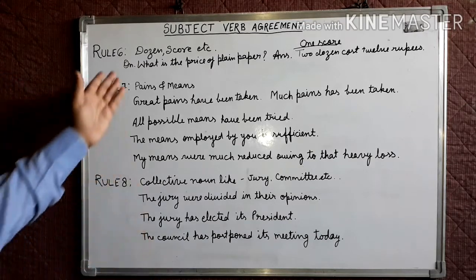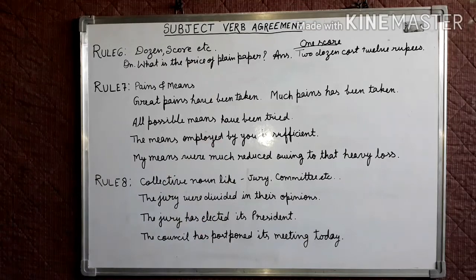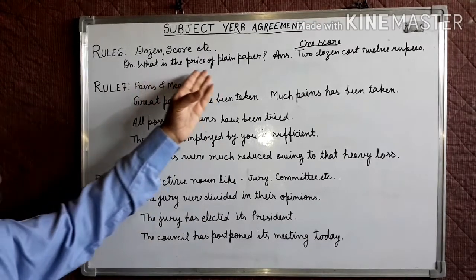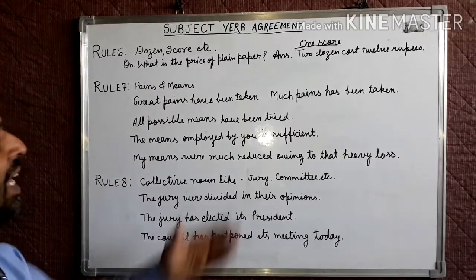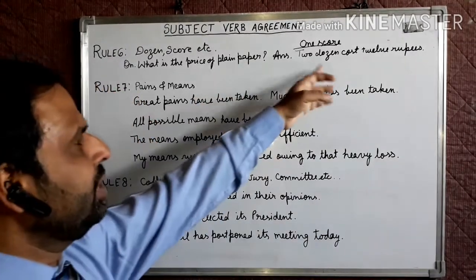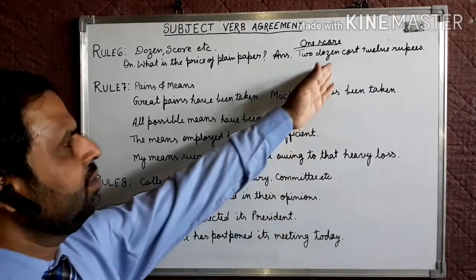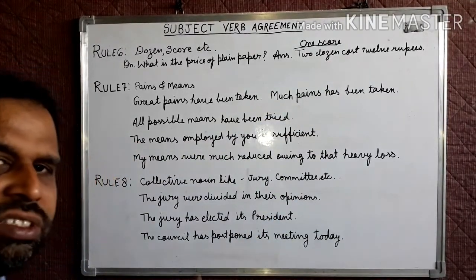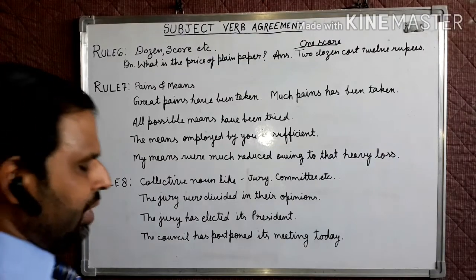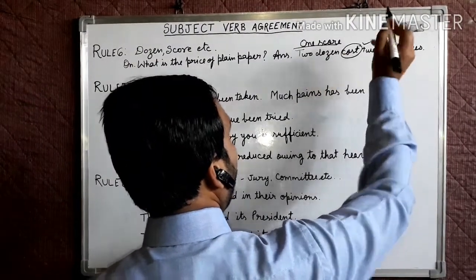We will understand it with the help of a question. A question has been asked: what is the price of plain paper? The answer comes: 2 dozen cost 12 rupees. The word dozen here looks singular in the formation, but it is always considered plural. That's why the verb used here is a plural verb.